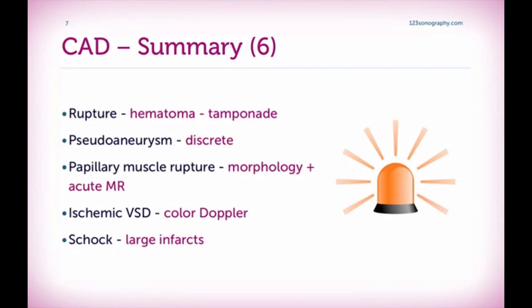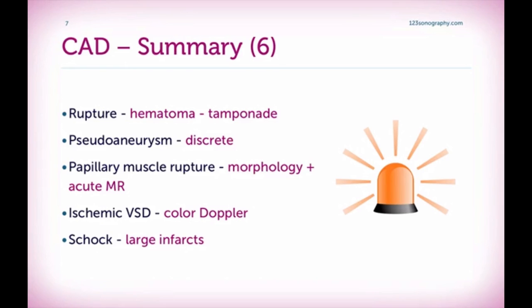Some specific features and findings of the complications: rupture has a high mortality, is associated with pericardial effusion, hematoma, and tamponade. Remember, they usually have small ventricles. A pseudoaneurysm is a concealed form of rupture which can be very discrete. Papillary muscle rupture results in acute mitral regurgitation, so you will have to look for these features. And you will find the papillary muscle which swings to and fro between the left atrium and the left ventricle.